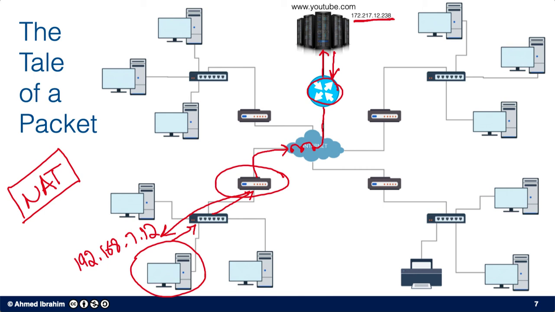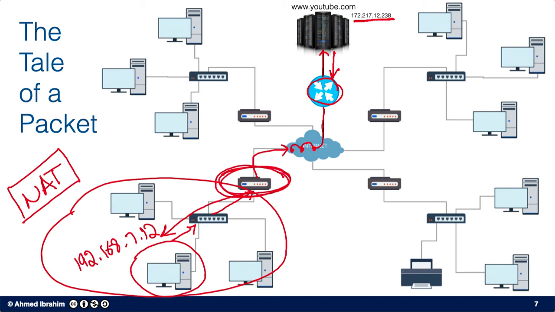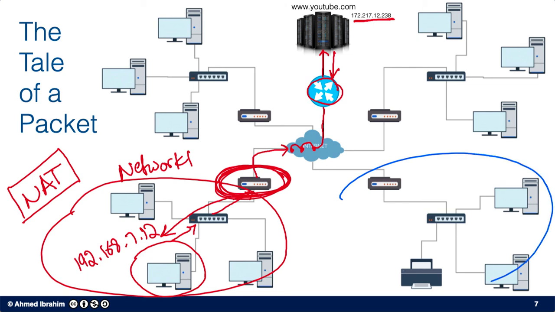And this means that each of these networks behind a router can have its own private IP addresses that belong to itself, that no one knows other than the router that is dedicated to this network. So let me show you an example. Let's call this network 1, and let's call this one here network 2. So in network 1, we have a machine that has the IP address of 192.168.7.12, and we can also have 192.168.7.12 in this network as well.